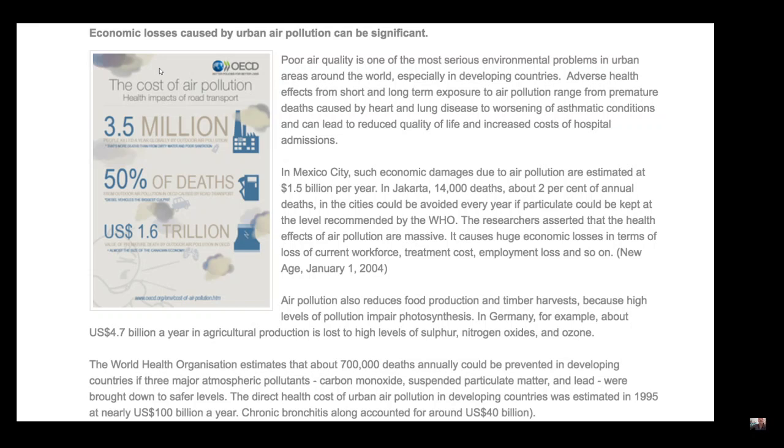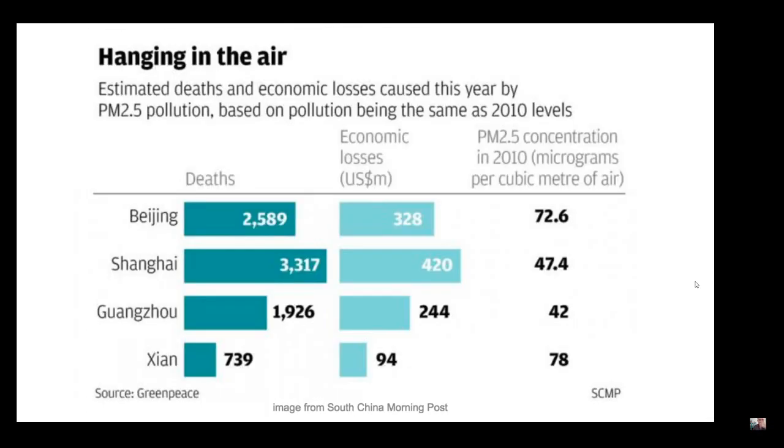So just know, even if you're looking at it from a business owner standpoint, it's smart to fix these problems because you are paying through taxes or other means to help people with these types of problems. And I like this one: the World Health Organization estimates that about 700,000 deaths annually could be prevented in developing countries if you eliminate just 3 atmospheric pollutants, right? How crazy is that? Crazy, crazy, crazy.